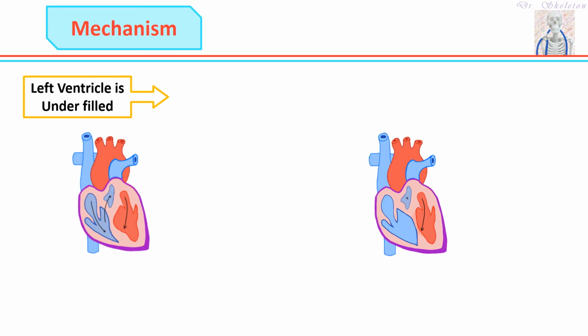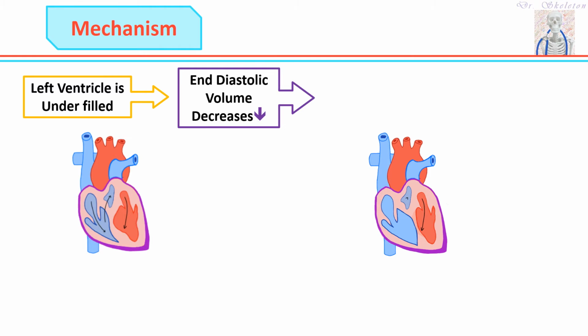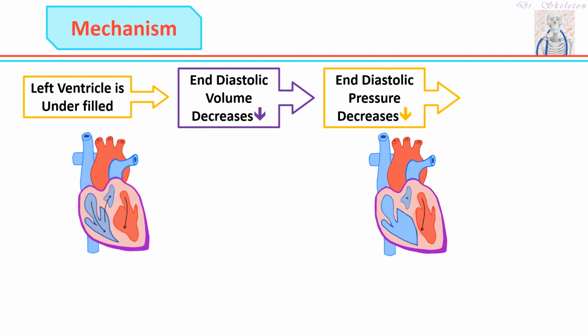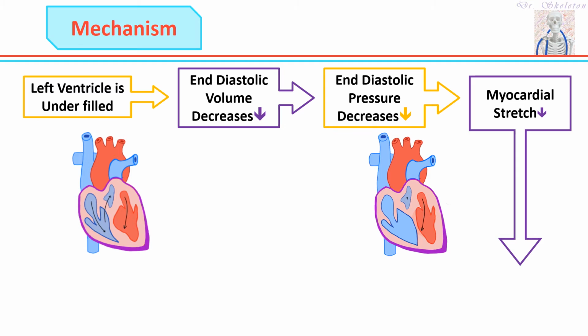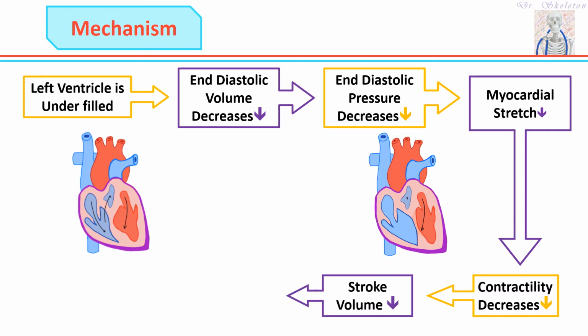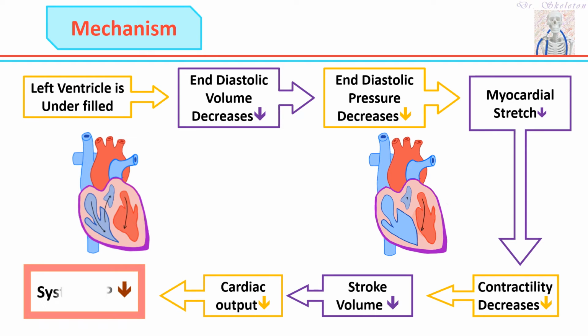Since during inspiration our left ventricle is slightly underfilled, it triggers a series of events. End-diastolic volume decreases. This leads to end-diastolic pressure decreases. This leads to myocardial stress decreases. This leads to contractility decreases. That leads to stroke volume decreases. That leads to cardiac output decreases. And then overall systolic blood pressure decreases.